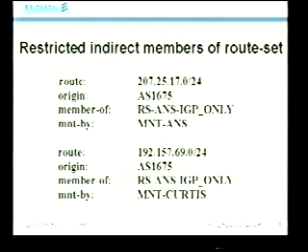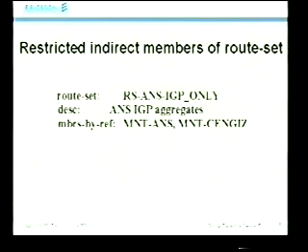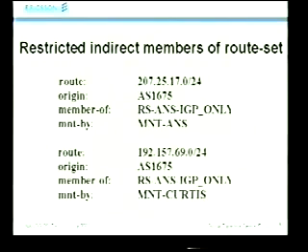Okay, thanks. But the thing is that what we're saying here in RPSL is that the route represented by this route object says it's a member of this route set, but the maintainers don't match the ones in this list. Okay? The maintainers don't match.